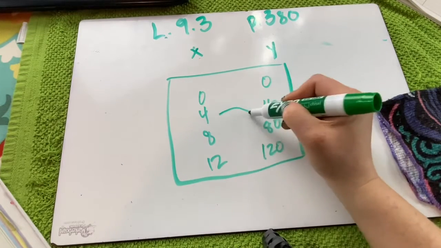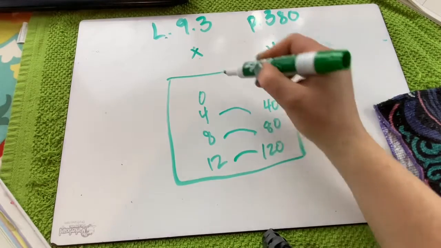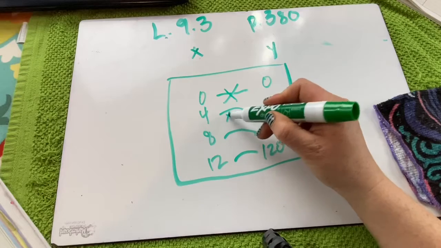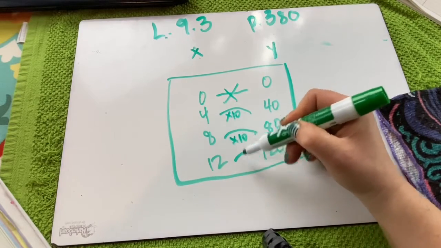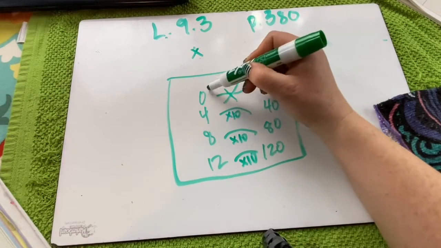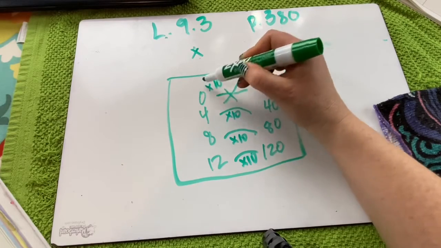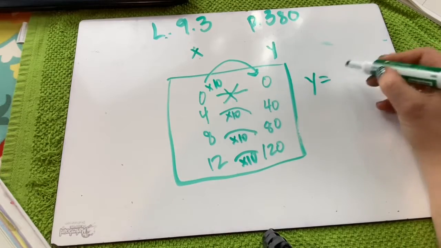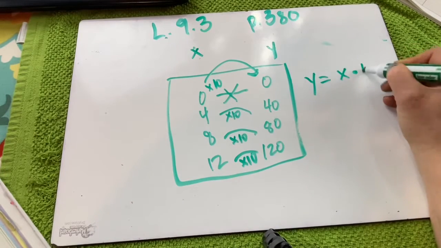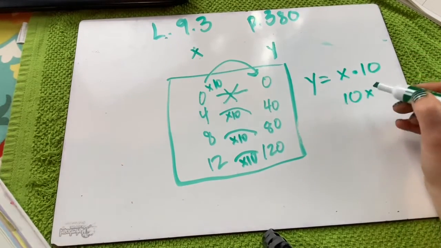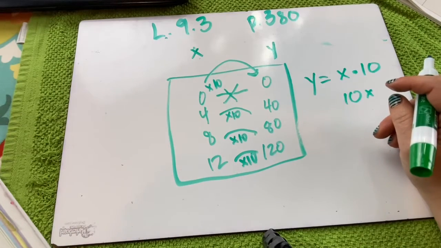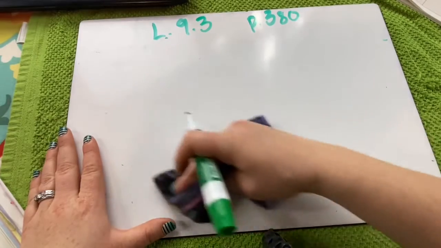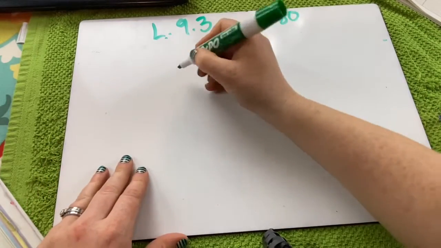So, how are these ones changed? This one doesn't change at all, right? Okay, so how are these? They're changing times 10, right? Times 10, times 10. But if you did 0 times 10, it would still be 0. So this is y is x times 10, or 10x would also work, okay? Okay, so let's do another one of those so you understand what you're trying to figure out.